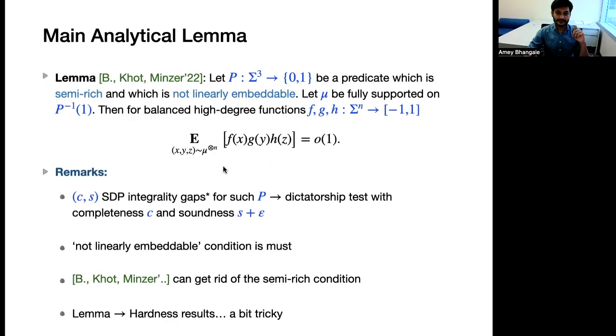And one can use this lemma to get new hardness results, but this gets a bit tricky because we can't really use the unique games conjecture as a starting point, because we don't want to lose anything in the completeness. But one can use some stronger conjectures like the rich 2-to-1 games conjecture, and if the predicate is good enough, then we can indeed convert this dictatorship test to a hardness result without losing anything in the completeness parameter, assuming the rich 2-to-1 games conjecture.